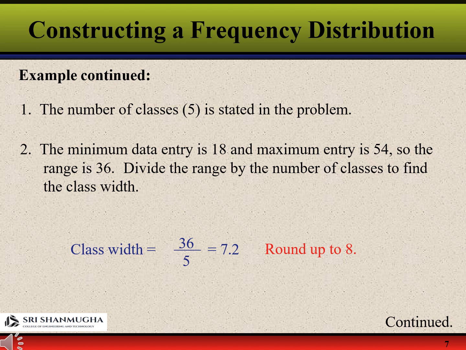Now let's find the midpoint of each class. The midpoint is the average of the lower and upper class limits. This represents the central value of that class. Mathematically, midpoint equals lower class limit plus upper class limit, divided by 2. In our example, the first class lower class limit is 18 and the upper class limit is 25. So we add 18 plus 25, which is 43, divided by 2, giving 21.5. So 21.5 is the midpoint of the first class. These midpoint values will be helpful when we draw the frequency polygon.